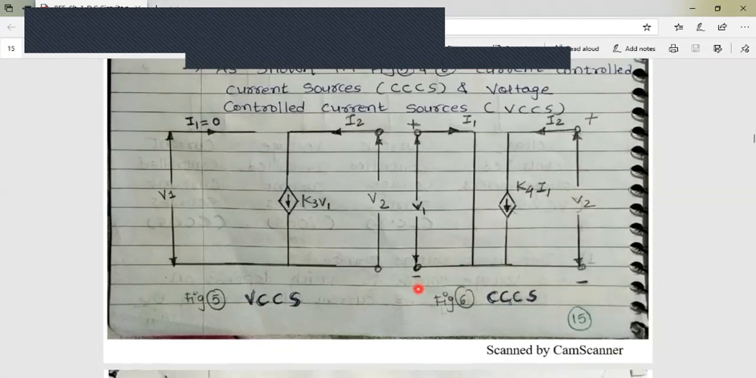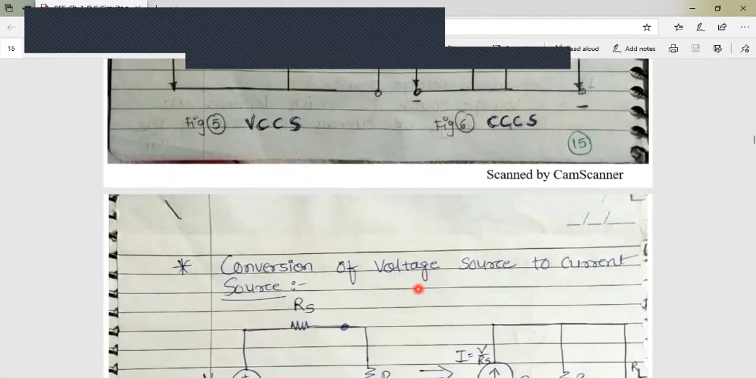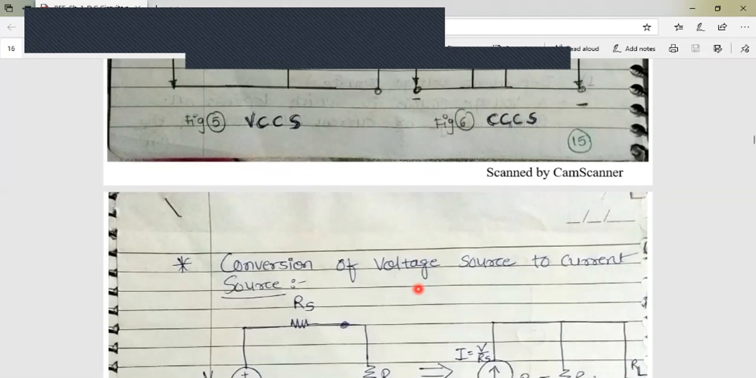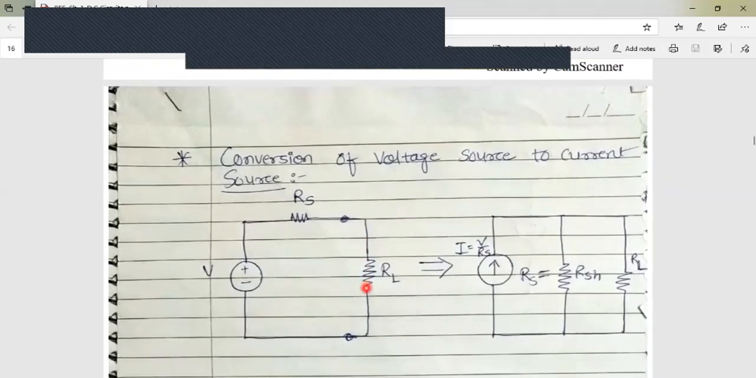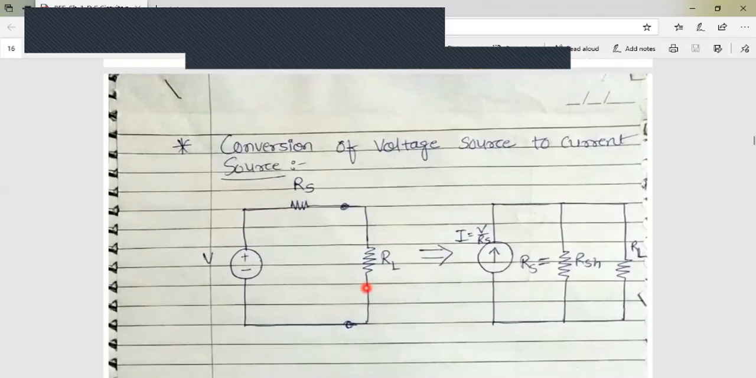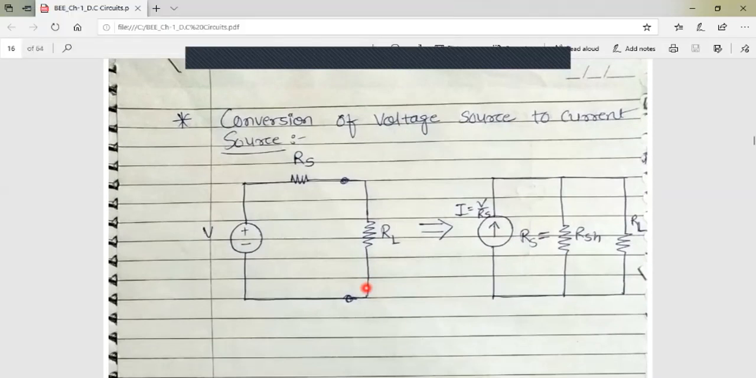The next topic is conversion of voltage source to current source. This theory is also known as source transformation. In this topic, we will discuss how a voltage source is converted into a current source and vice versa.